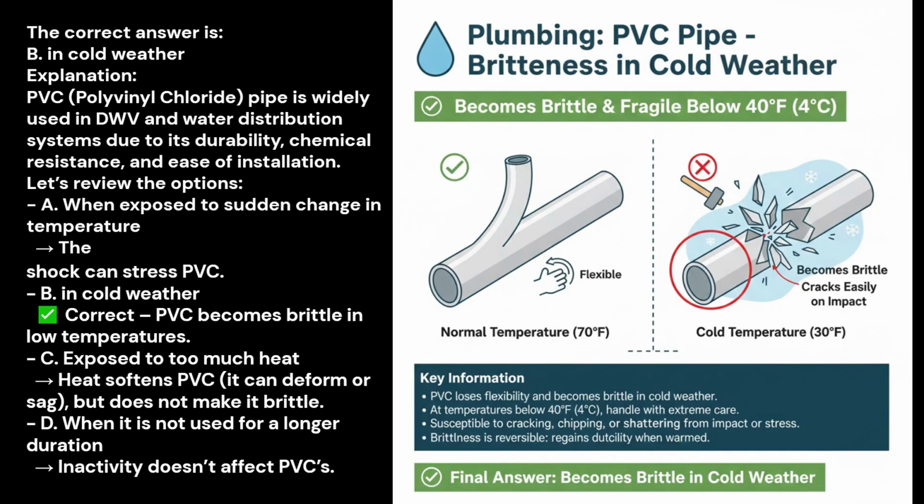Let's review the options. A. When exposed to sudden change in temperature. Thermal shock can stress PVC, but it doesn't typically cause brittleness, more relevant to materials like glass or metal. B. In cold weather. Correct. PVC becomes brittle in low temperatures. C. Exposed to too much heat. Heat softens PVC, it can deform or sag, but does not make it brittle.